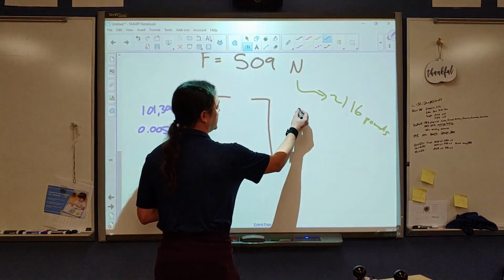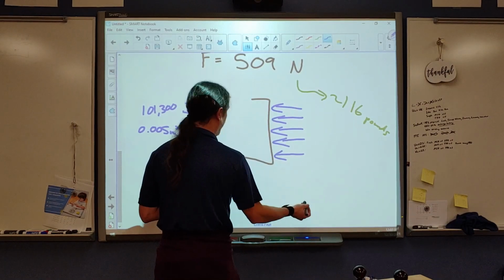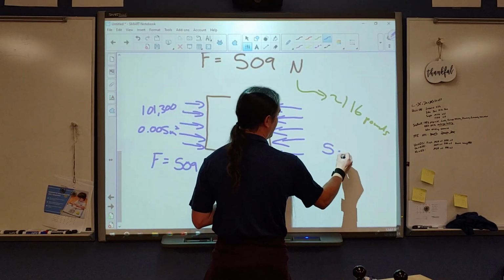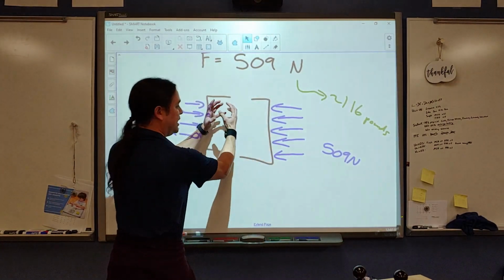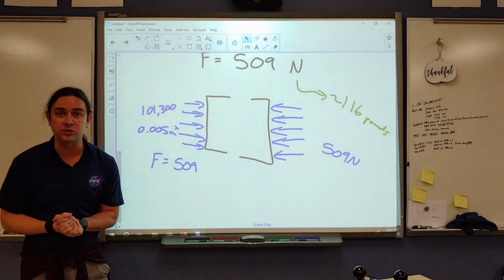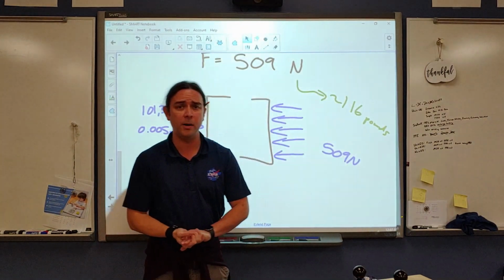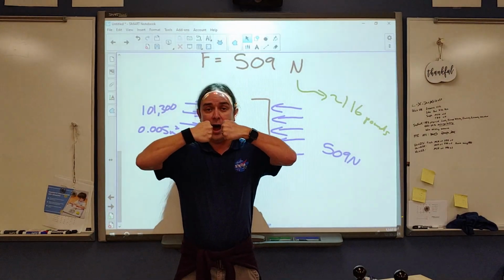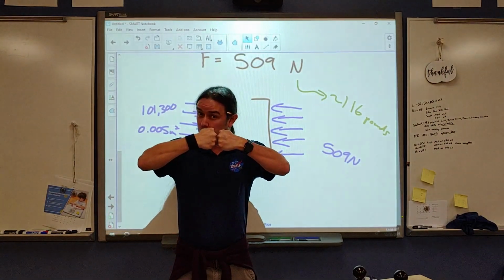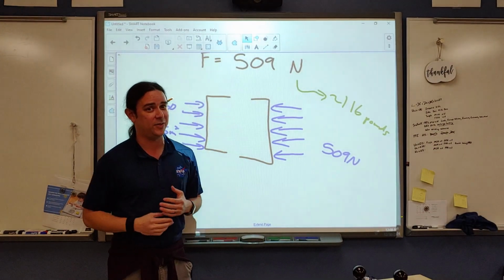But that's just on one side. We've also got, by symmetry, the exact same thing on the other, which means we're also going to have 509 newtons on this side. This thing is being squeezed together by a little over 1,000 newtons. And when we convert that over to pounds, we're going to come up with almost 250 pounds. So for me to pull this apart, I would have to pull with about 250 pounds. It's doable, but it's not that easy.